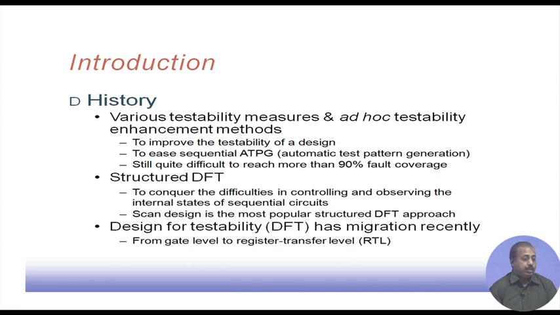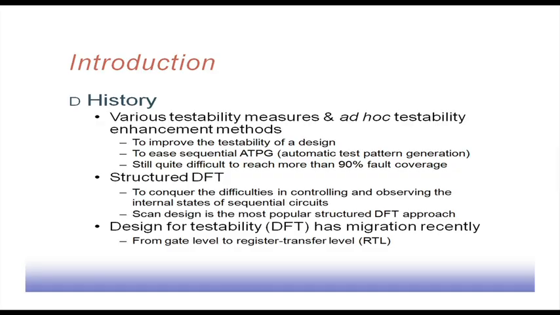There are various testability measures and ad hoc testability enhancement methods that have been used. To improve the testability of a design, as I said, a design may be too complex, so we cannot access one particular line from a primary input. So, we add a multiplexer and put it somewhere, so that the line becomes controllable. That way it tries to improve the testability in some ad hoc fashion. So, this is one problem.